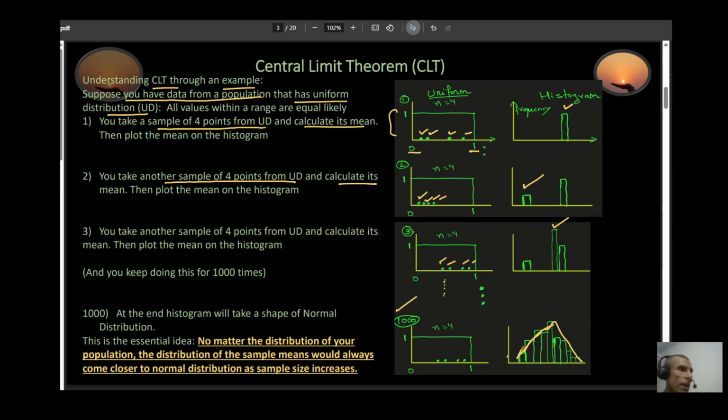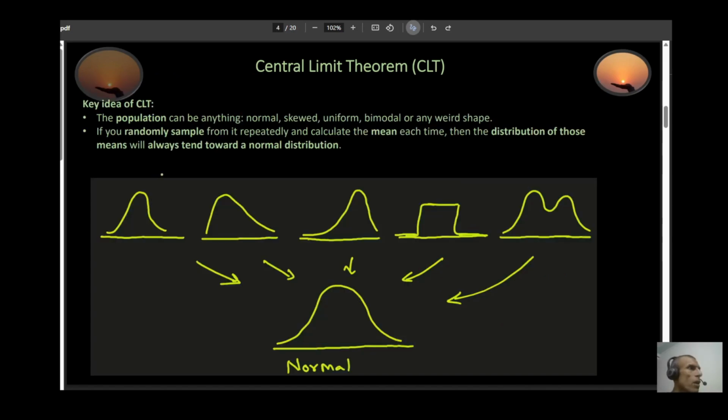This is the essential idea of your CLT. No matter the shape of your distribution, the distribution of your sample means would always come closer to the normal distribution as your sample size increases. So this right here, in this instance, I just picked a uniform distribution. It doesn't matter what distribution this is. This one is always going to end up as a normal distribution. That's what it's saying. So this is the key idea of your CLT.